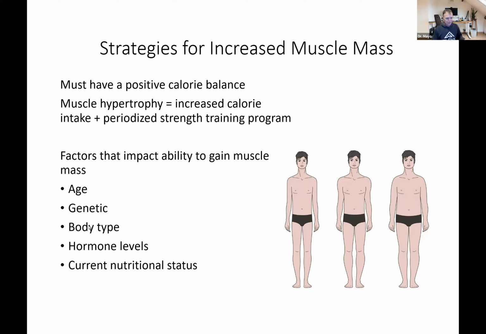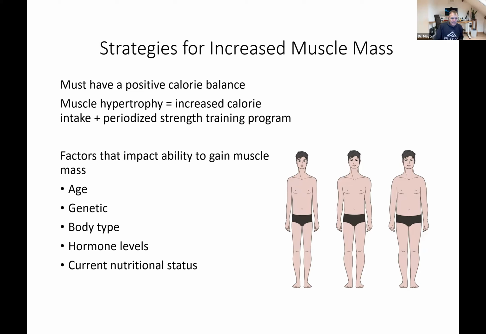You've got age, you've got genetics, the body type, hormones. You know, if you're hypothyroid, if you have low thyroid, that's going to make it hard for you to lose. But at the same time, hyper makes it hard to gain muscle mass. And then your nutrition situation, what are your calories?